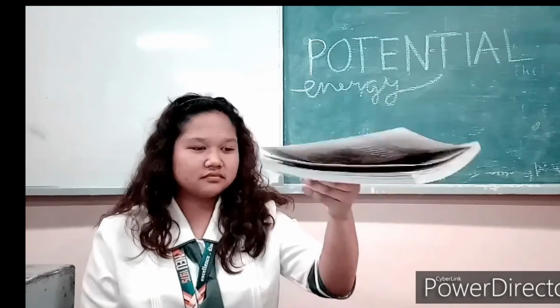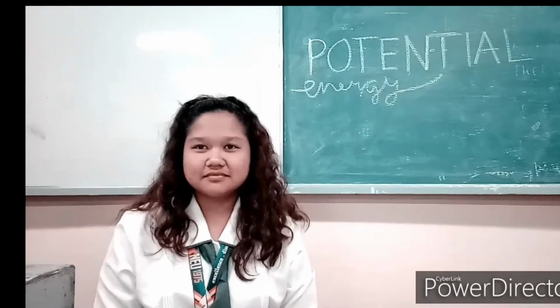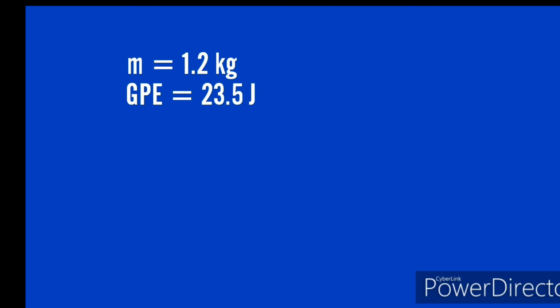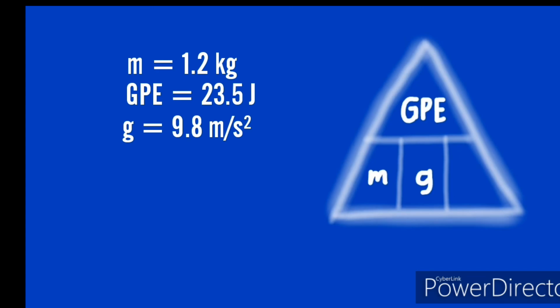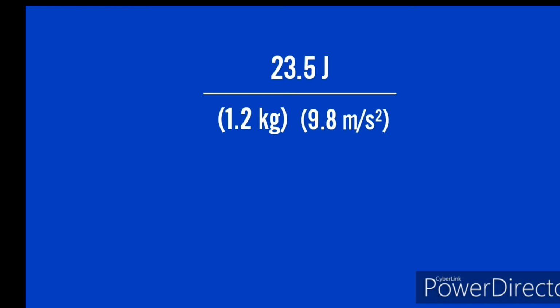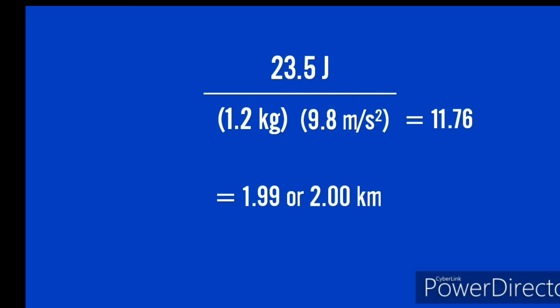Next is the book, where its mass is 1.2 kilograms and has a GPE of 23.5 joules. Now the height is what we're going to find next. So when we look back at the triangle, cover up the H, GPE over M times G. So 23.5 is over 1.2 times 9.8, which is equal to 11.76. So overall it's going to be 1.99, or 2 kilometers, 2.00.